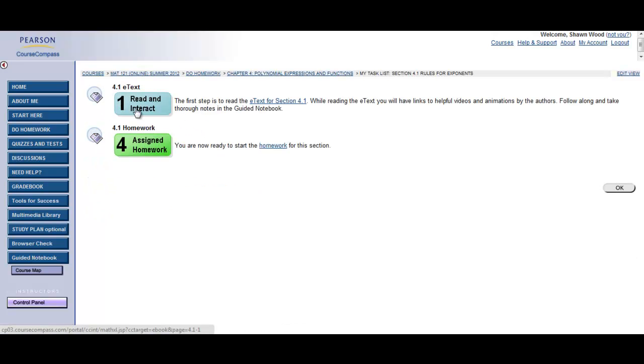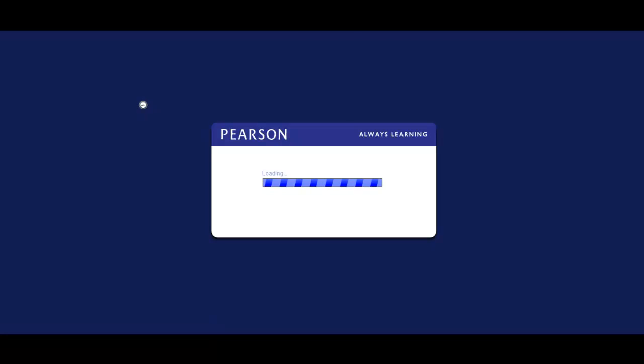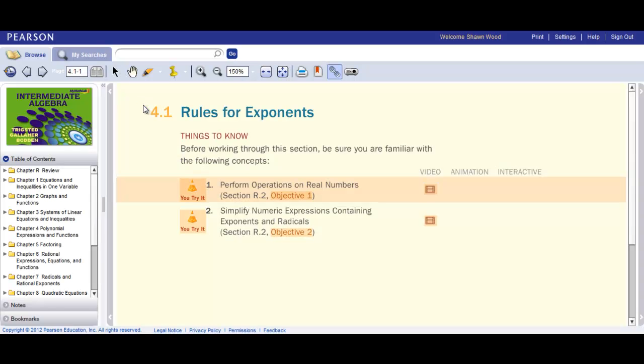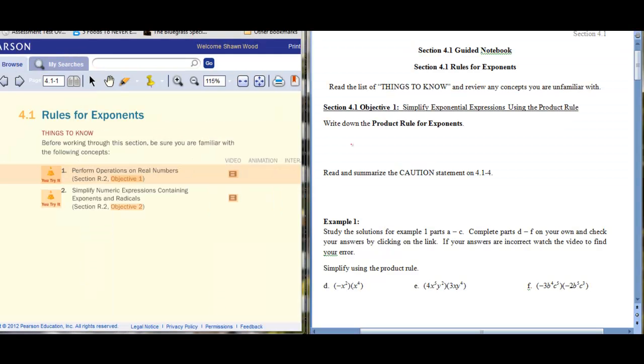and click on the Read and Interact. This will take you directly to the ebook, and that's where your learning takes place. It's not the homework, and it's not the tests or the quizzes. It's the ebook where everything is presented to you in a meaningful way. So when you're viewing your ebook, you should always have your student guided notebook open so you can take notes while you're reading the ebook.